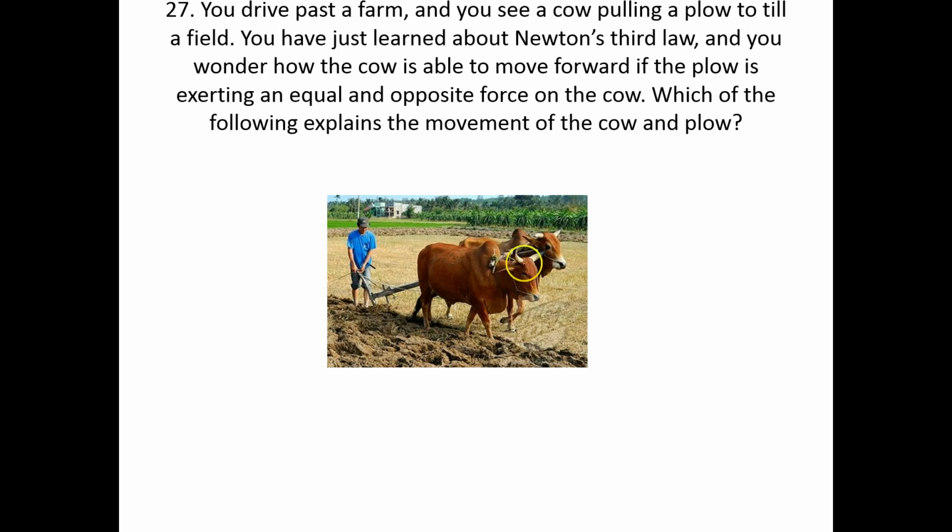Finally, number 27, you drive past a farm, you see a cow. So here's a couple of quote-unquote cows. They're really not cows, but we're going to pretend they are. They are plowing a field. You just learned about Newton's third law, and you wonder how the cow's able to move forward if the plow is exerting an equal opposite force on the cow.